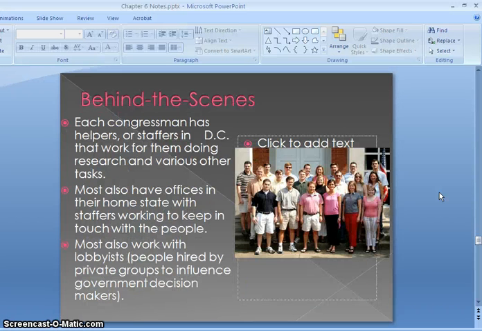Okay, behind the scenes, like I said, without these people here, our Congress would not work. These are our gophers. They're the ones that really read through all of your mail to make sure and see what's important, then bring it to the congressman. Okay, like I said, each congressman has helpers and staff in D.C. as well at home.